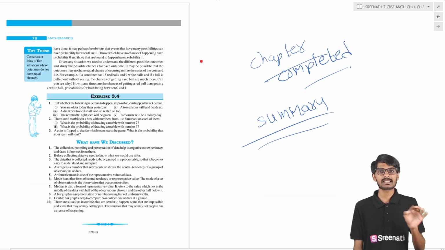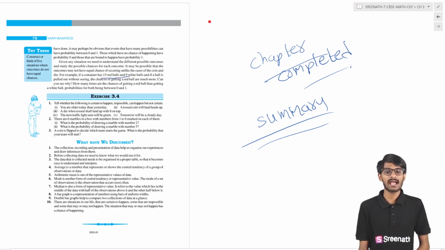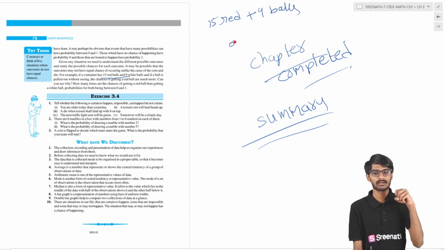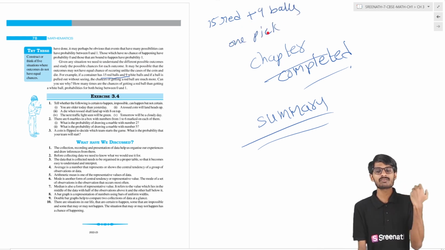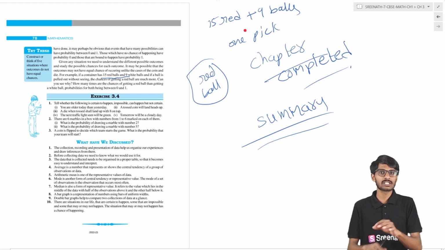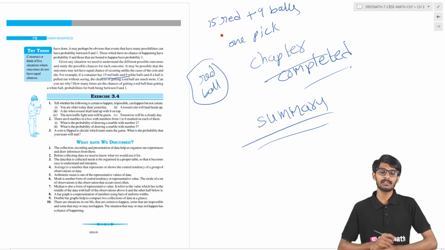But in some cases there is unequal probability. Suppose there is a bag having 9 red balls plus some other balls. We have to pick one ball. Which has the maximum probability? The red ball has the maximum probability. In this case, there is no equal probability. The red ball has the maximum probability. Why? Because there are many red balls.